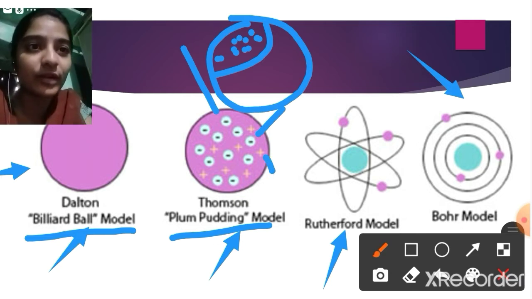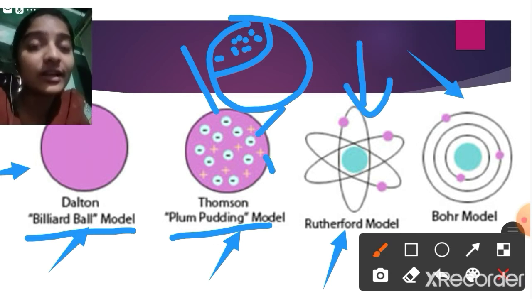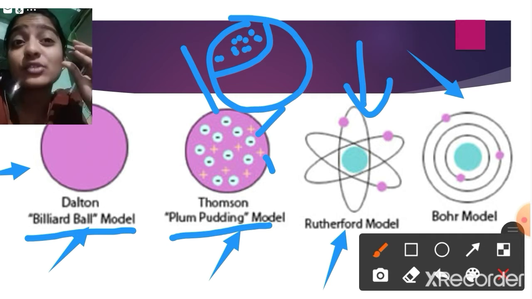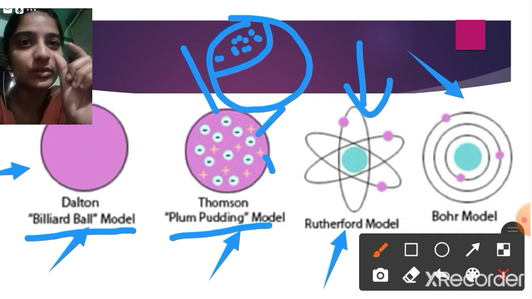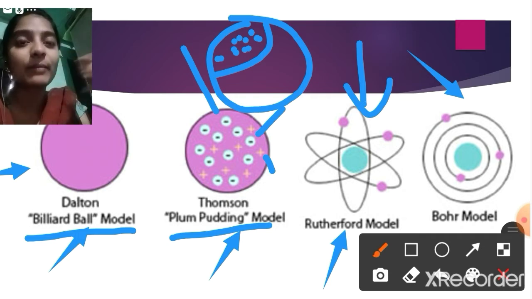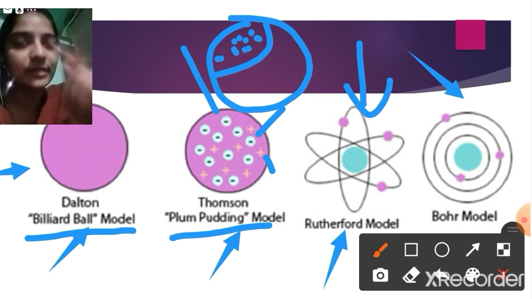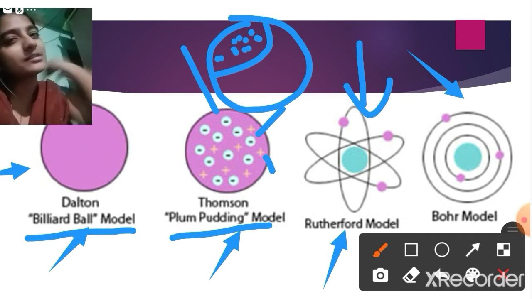Coming to the Rutherford model, he said that the atom looks like a solar system. The sun present in a solar system is the nucleus, and the electron is like a planet revolving around the sun rapidly, but he could not discuss the stability.